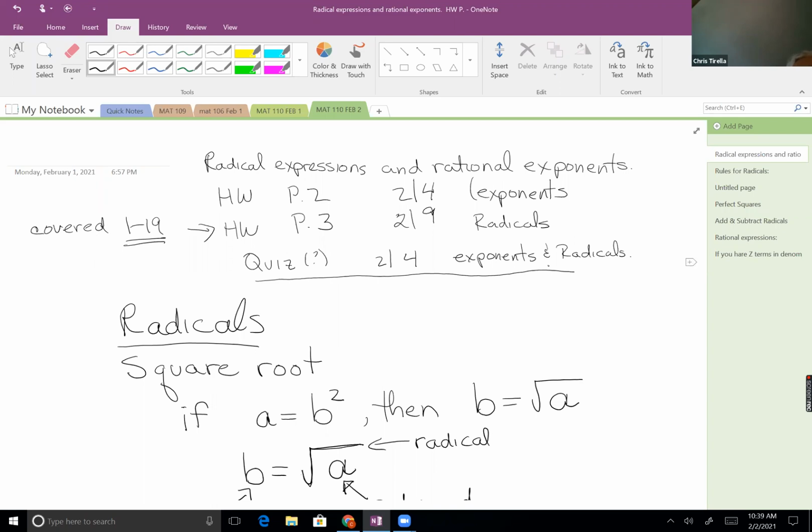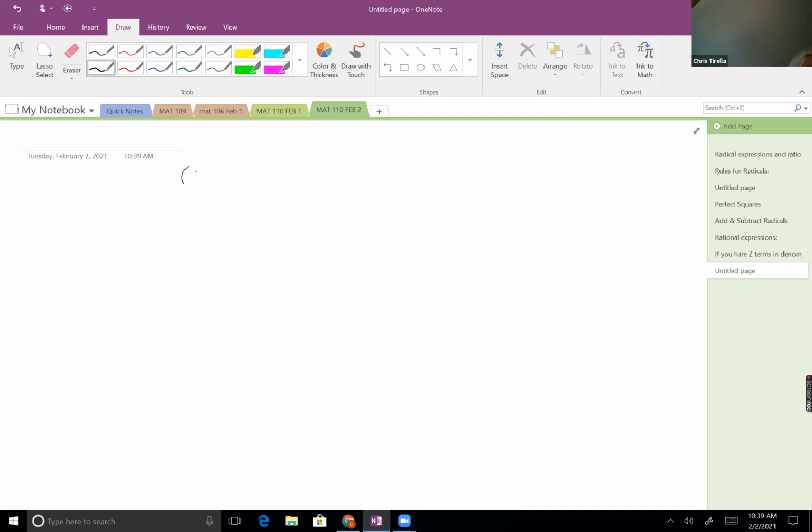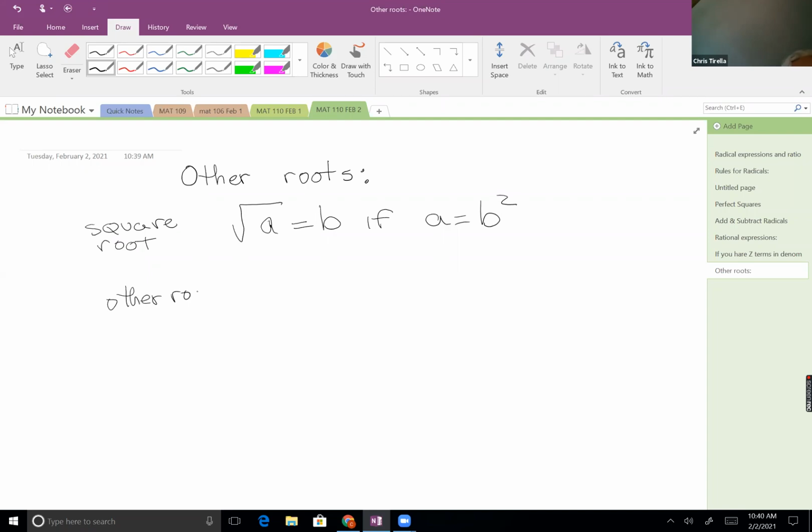So, going back to the end, let's look at other roots. And so we said the square root of a equals b if a is b squared, and that's our square root. For other roots, we're going to draw that radical. But over here, kind of in the check mark of the radical, you're going to see a superscript number. And we're going to talk about the nth root of a. That little number n is called the index. And what's underneath is still called the radicand.